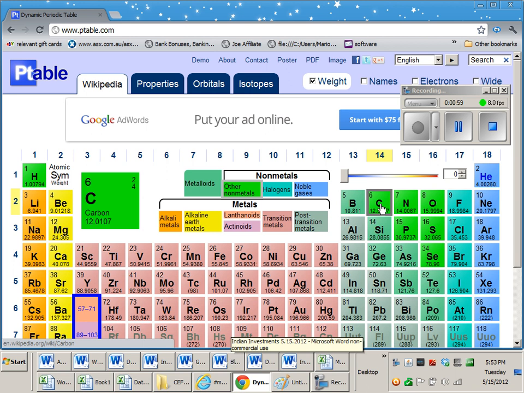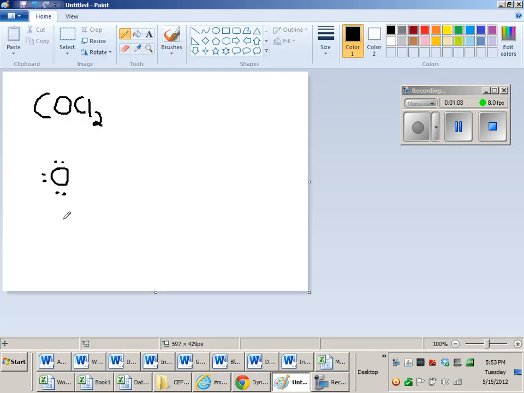Carbon, I see that it's in the 4th column. To fill its octet, it would need 1, 2, 3, 4 more electrons, so it has 4, and it's 4 short of an octet. So I'm just going to draw 2 pairs of electrons to start with. We'll rearrange the electrons once we do some bonding.